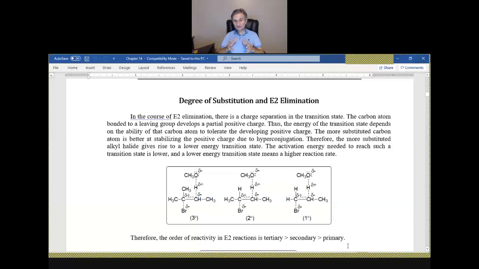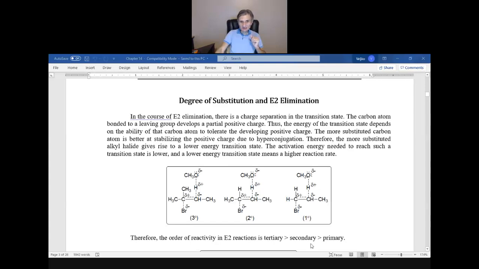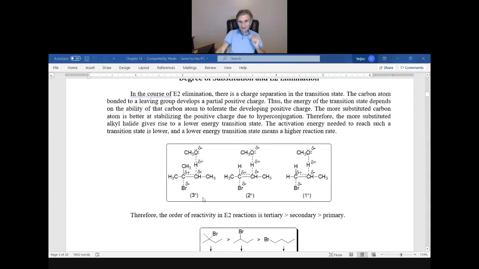So in E2 elimination, we have to consider the transition state. There is charge separation in the transition state. So if you consider here tertiary, secondary, and primary substrates, so a tertiary alkyl halide, carbon bromine, and this carbon is tertiary. This is secondary, and this is primary. Now there is charge separation, and it's very easy to figure out how charge separation works. You start with the base. The base was negatively charged, in this case methoxide. So oxygen had a 1 minus charge.